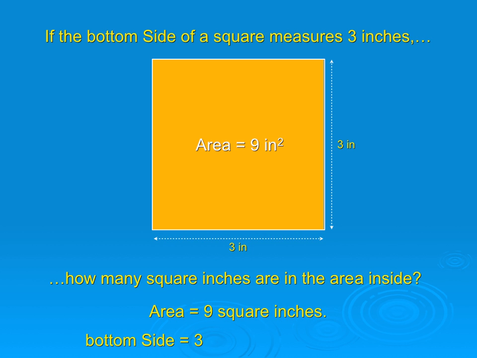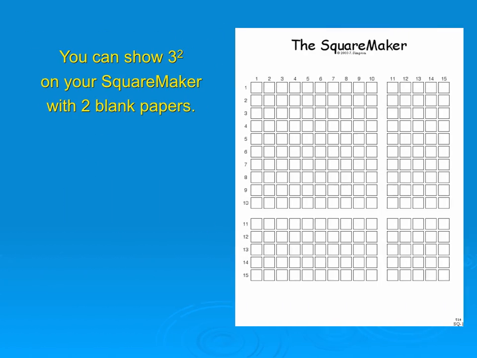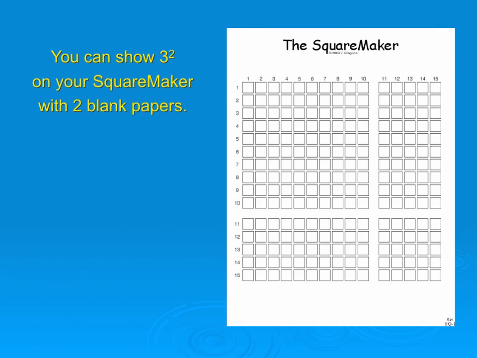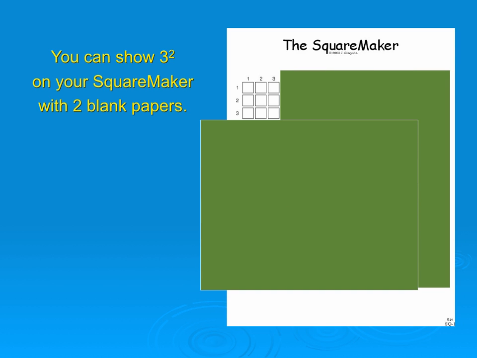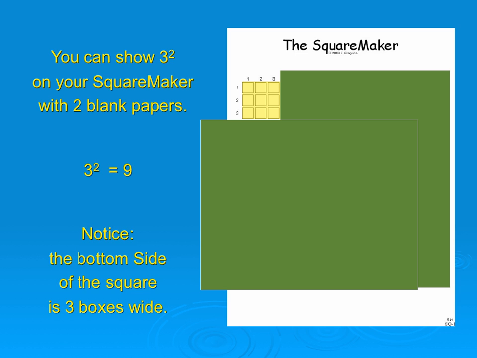The bottom side is 3. The area is 3 squared, which is 9. You can show 3 squared on your square maker with 2 blank papers. 3 squared is 9. Notice the bottom side of the square is 3 boxes wide.